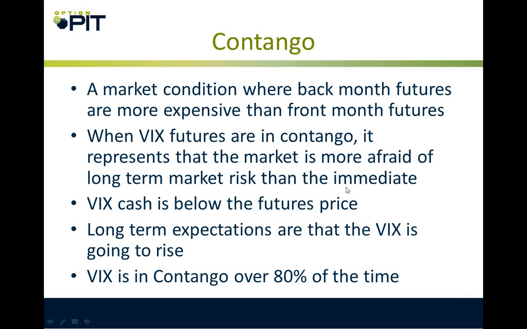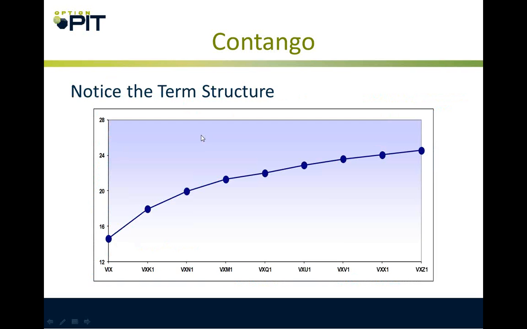All right, now, Contango. Contango is a market condition where back month futures are more expensive than front month futures. When VIX futures are in Contango, it represents that the market is more afraid of long-term market risk than the immediate. VIX cash is below the futures price. Long-term expectations are that the VIX is going to rise. Now, VIX is in Contango over 80% of the time. This is what it looks like. So what you have is this slide of futures to cash.